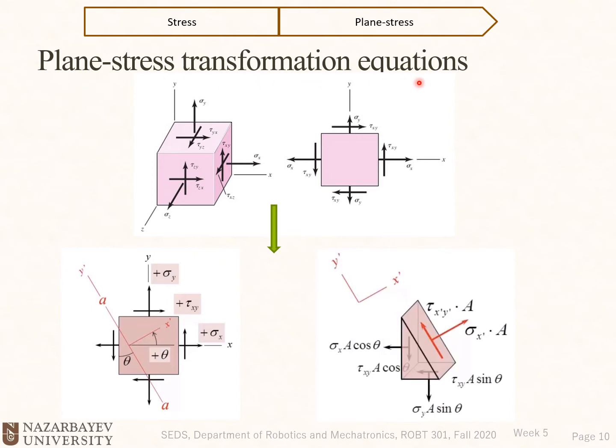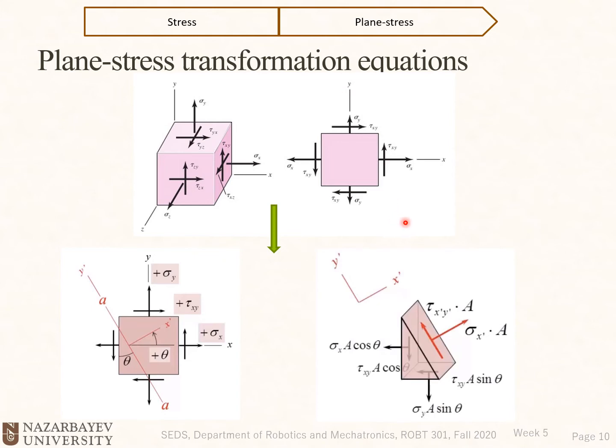Plane stress transformation equations. Now we want to see what is the relation between a stress tensor in one coordinate system and the other. Here on this one, we have the applied stresses, sigma x, sigma y, sigma z, tau xy, tau xz, and tau yz. And here we have the 2D case and applied stresses.